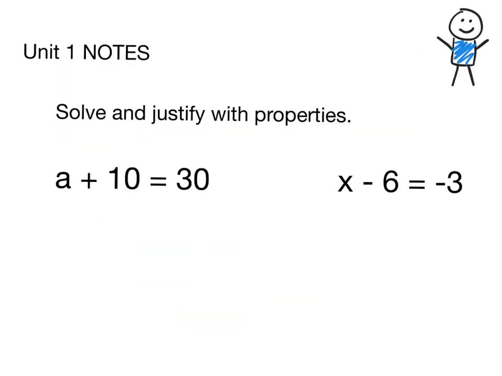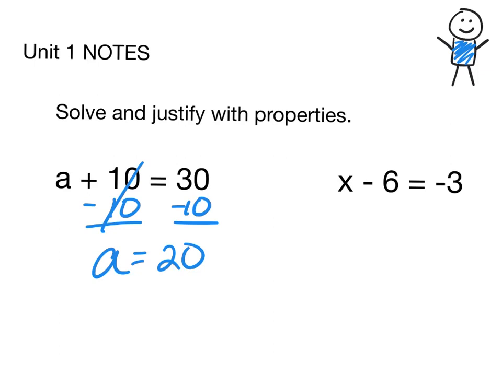Now for some examples. Let's solve and justify with the properties we just learned. If we have a plus 10 is equal to 30, well, the opposite of adding 10 would be to subtract 10 in order to cancel it. And because of the subtraction property of equality, I need to subtract the other side by 10, leaving me with a is equal to 20. The reason that a equals 20 is because of the subtraction property of equality.